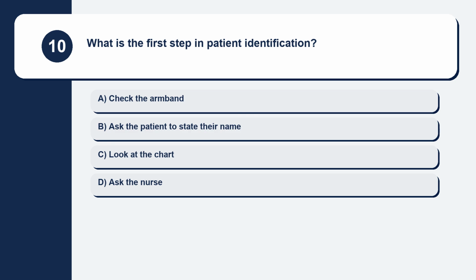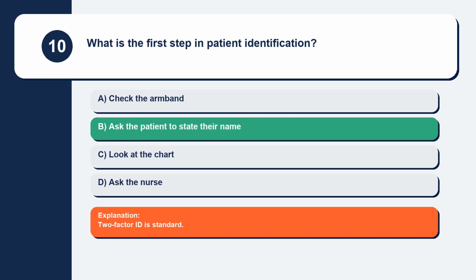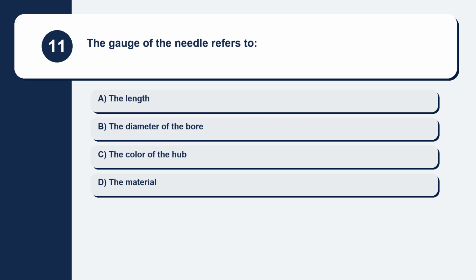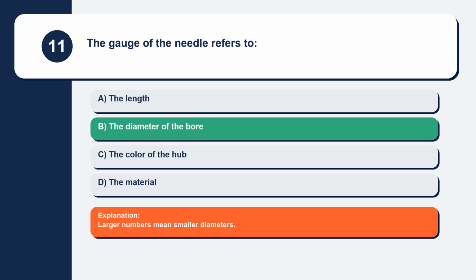Question 10. What is the first step in patient identification? Check the armband. Ask the patient to state their name. Look at the chart. Ask the nurse. Two-factor ID is standard. Question 11. The gauge of the needle refers to: the length, the diameter of the bore, the color of the hub, the material. Larger numbers mean smaller diameters.